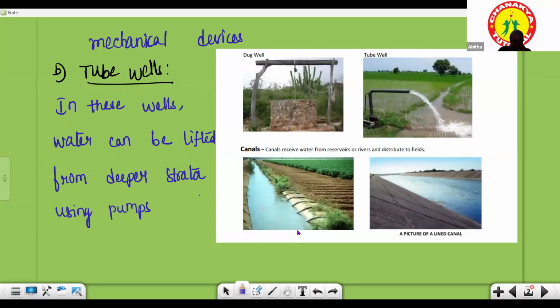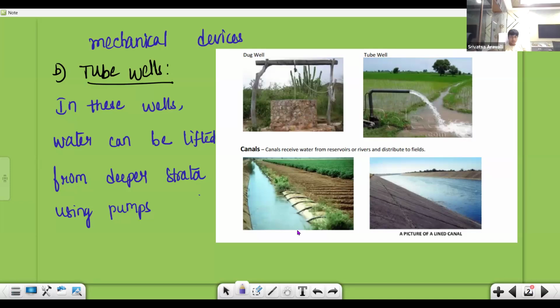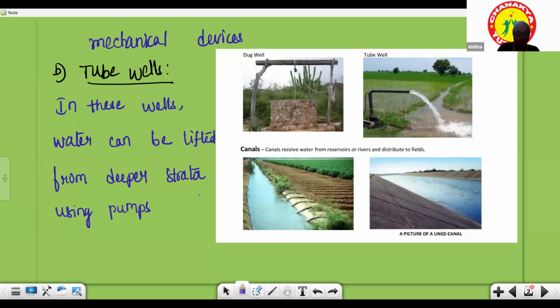So next one, river lift system. Let me mention river lift system and tanks.